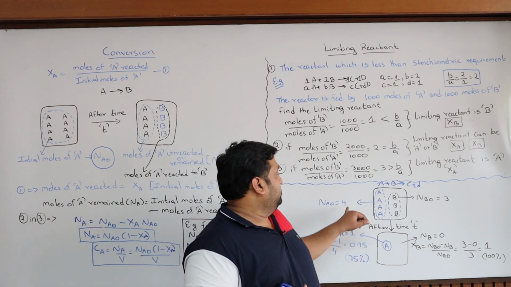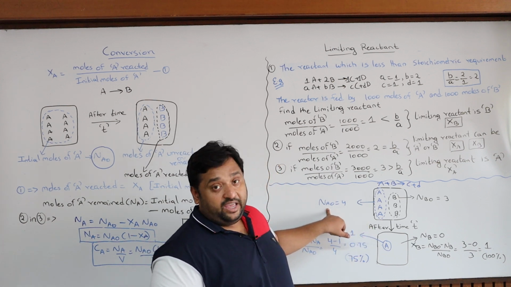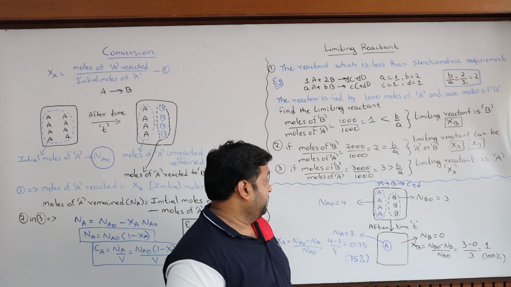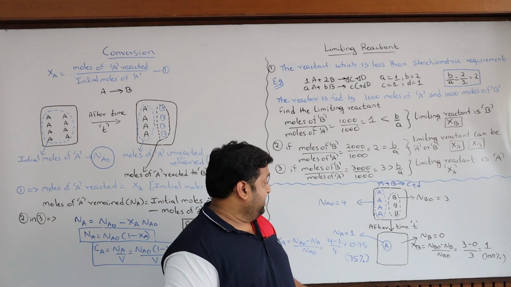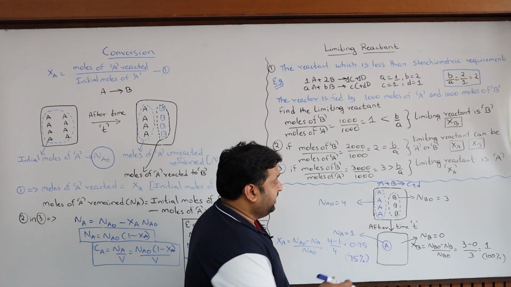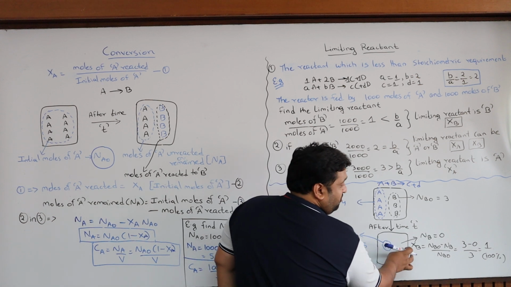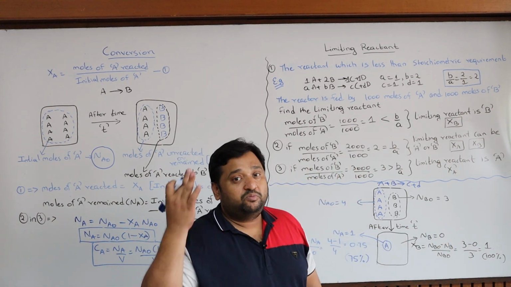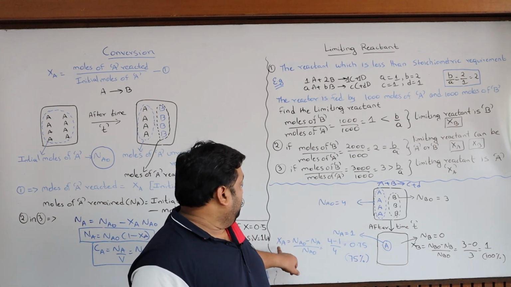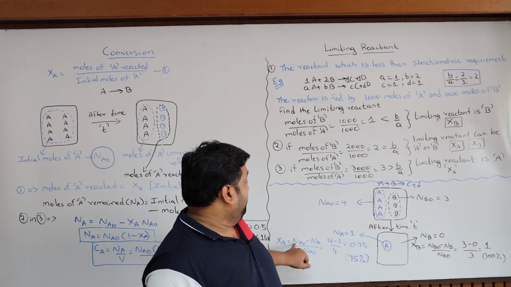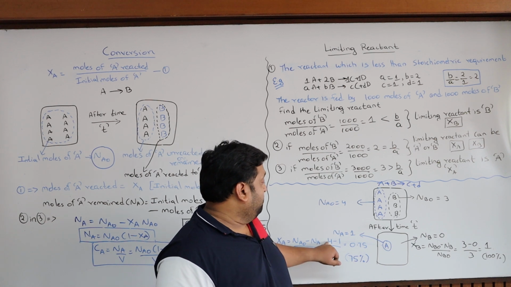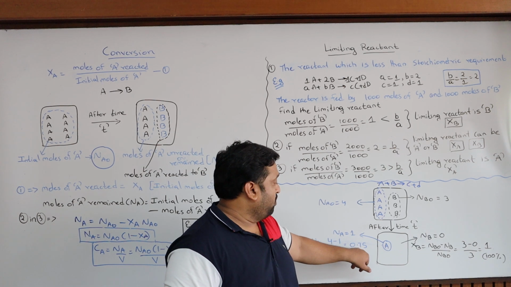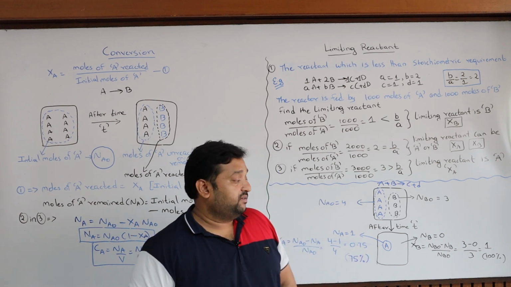The number of moles of A before the reaction, NA0, is 4, and the number of moles of B before the reaction is 3. After a certain time t, the number of moles of A that remained is 1, and the number of moles of B that remained is 0. That means all the molecules of B got consumed in the reaction. So let us define the conversion. XA is equal to (NA0 minus NA) by NA0, that is, 4 minus 1, initial moles minus final moles divided by initial moles, which is 0.75, that is 75% conversion.